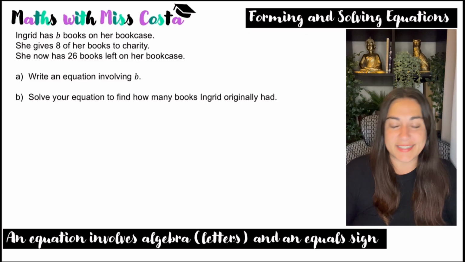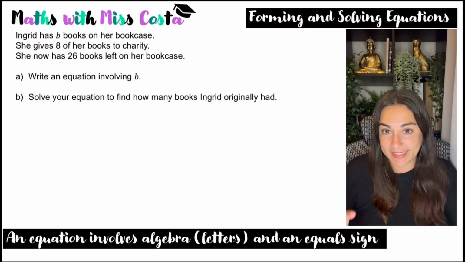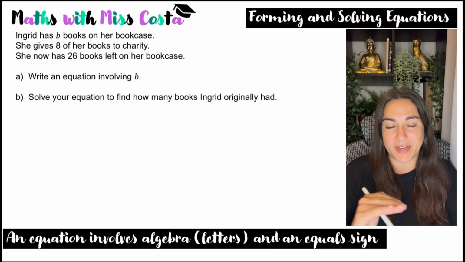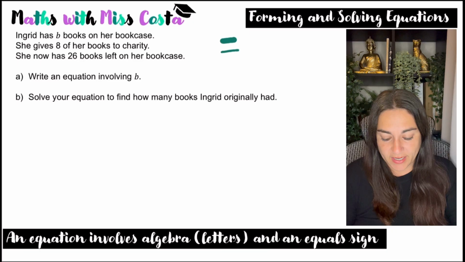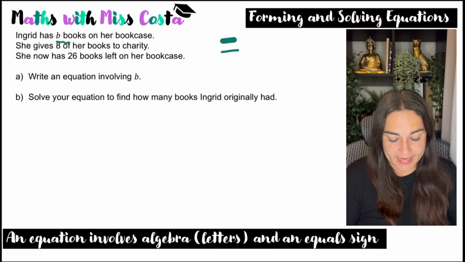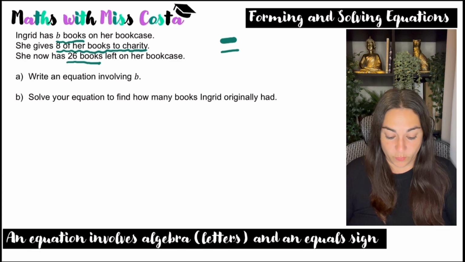Okay, so just like I did when I was writing and forming expressions, I'm going to do the same, except I'm going to do this with equations. Now, the difference between an expression and an equation is that an equation has an equal sign in it. So that's what I'm looking for. So Ingrid has B books on her bookcase. She gives 8 of her books to charity, and she now has 26 books left on her bookcase. So I need to write an equation involving B.